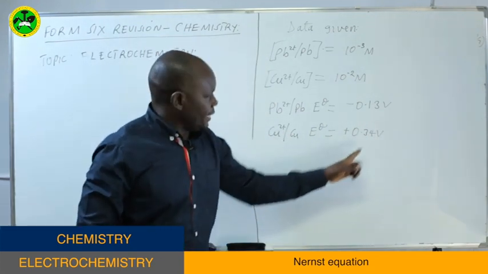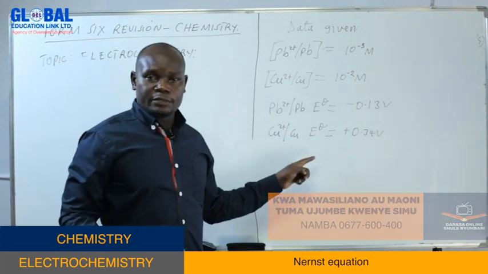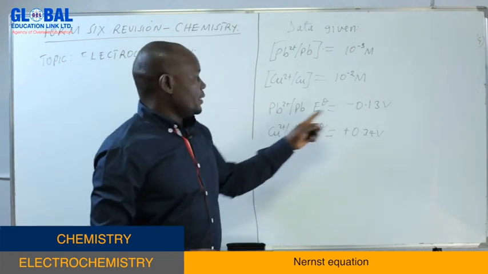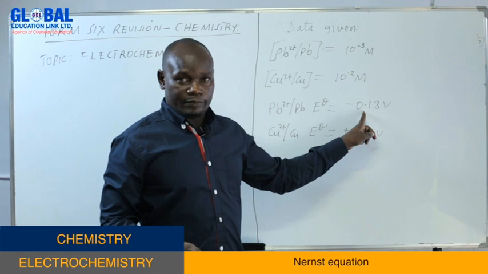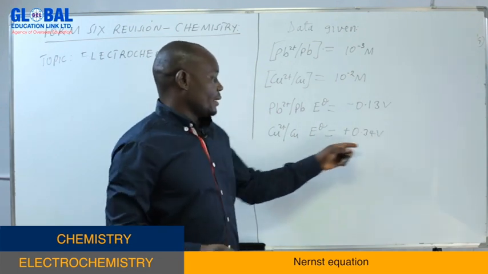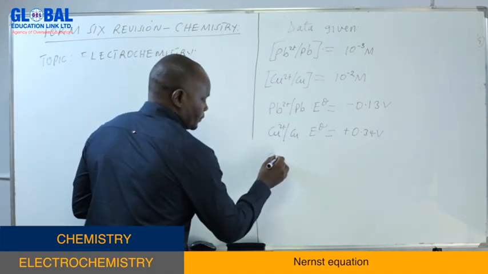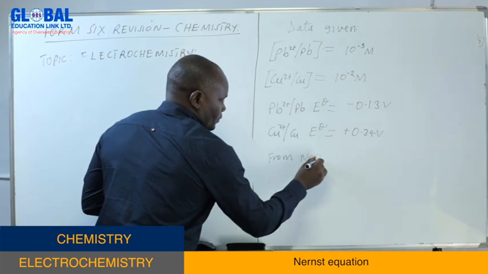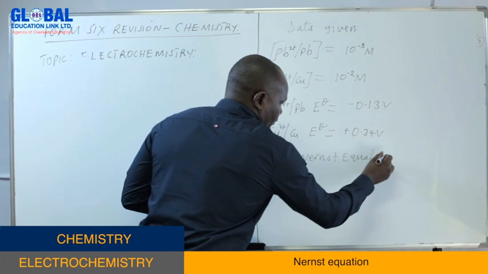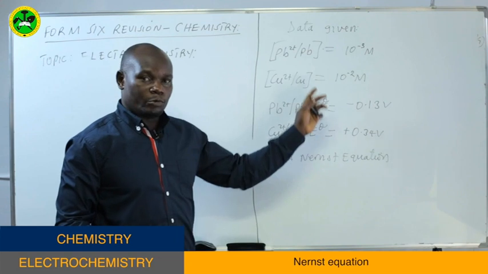And I said that here you can compare, or you can know, which species have undergone oxidation or reduction. So here, lead is the species that undergoes oxidation because of the negative electrode potential, but copper undergoes reduction. So from the next equation, let us write the overall reaction equation for the 2 electrodes.